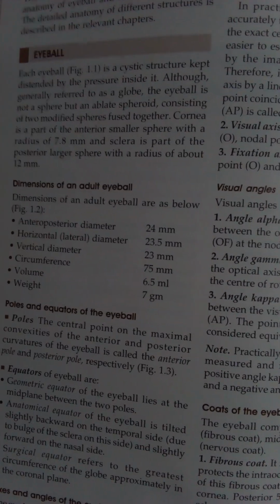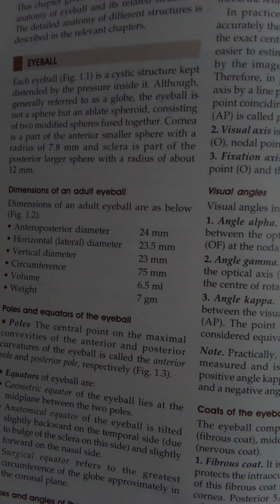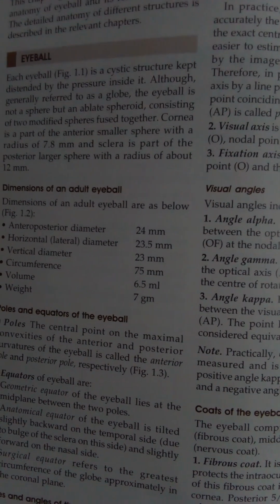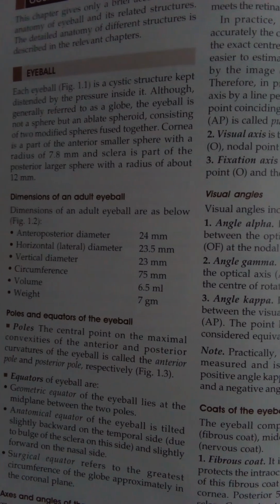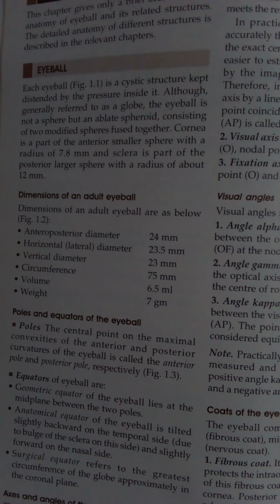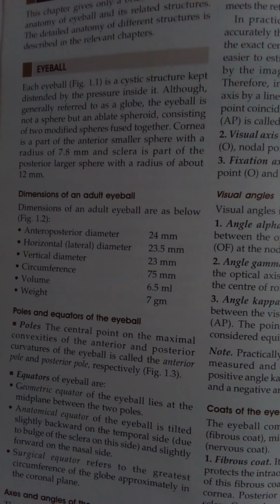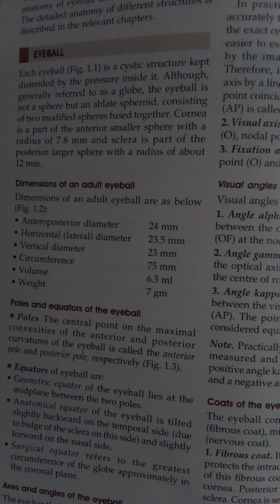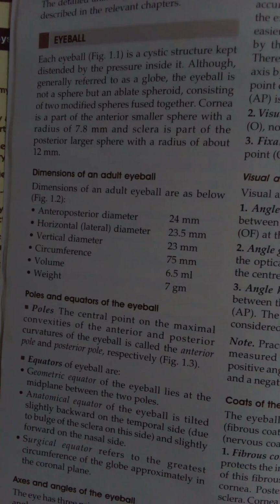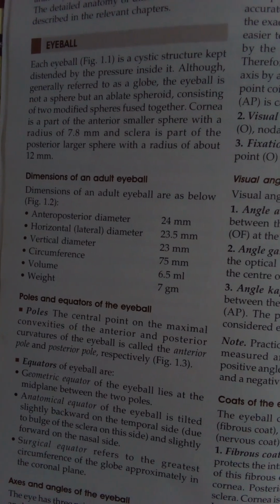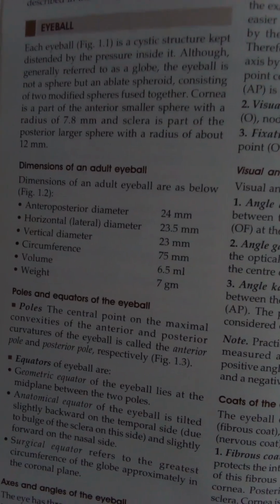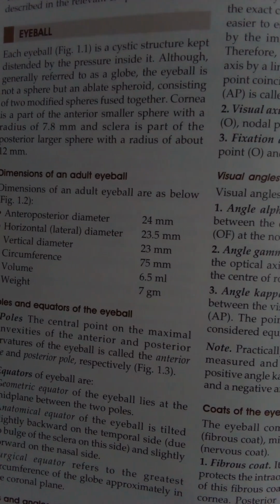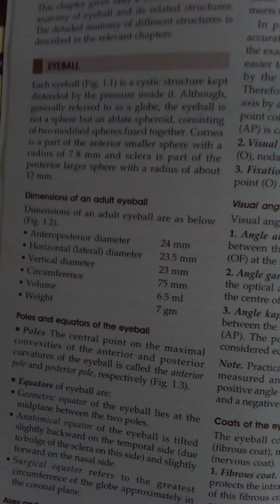So each eyeball is a cystic structure kept distended by the pressure inside it. Although generally referred to as a globe, the eyeball is not a sphere but an oblate spheroid consisting of two modified spheres fused together. Cornea is a part of the anterior smaller sphere with a radius of 7.8 mm, and sclera is a part of the posterior larger sphere with a radius of about 12 mm.